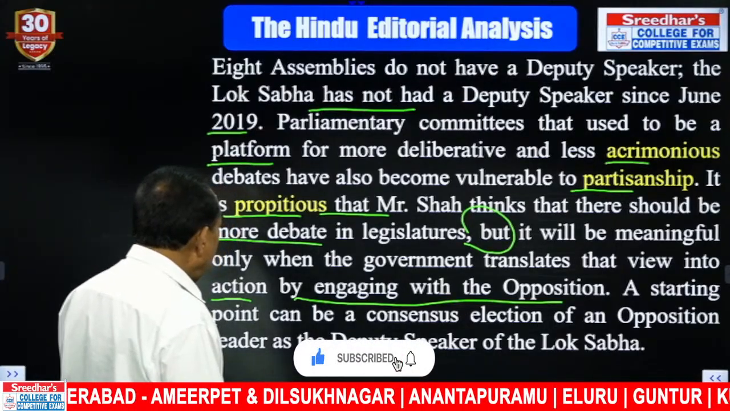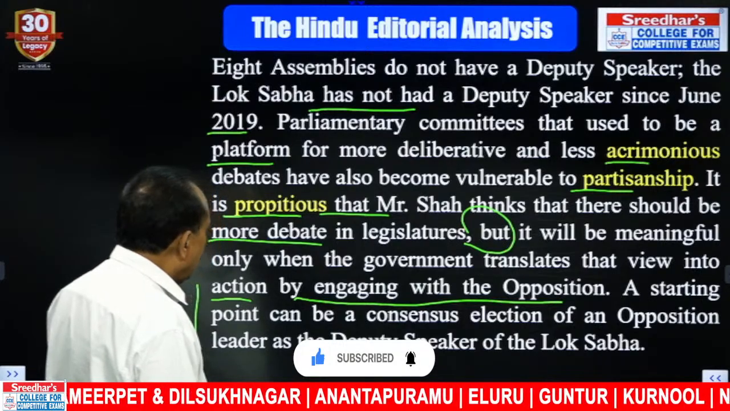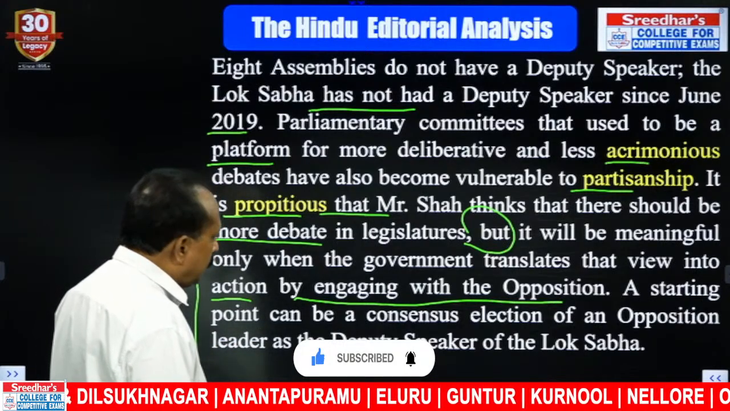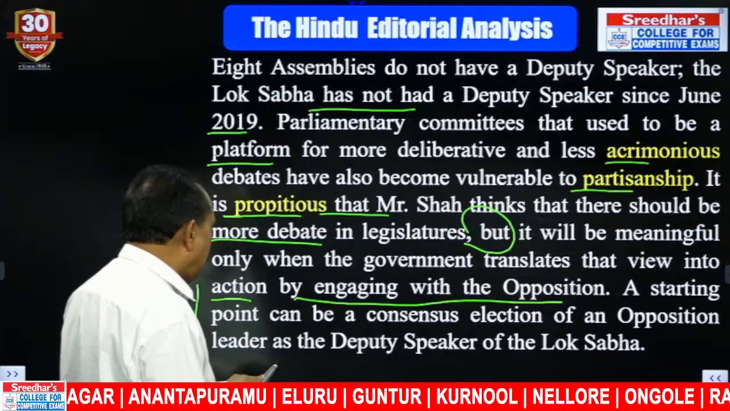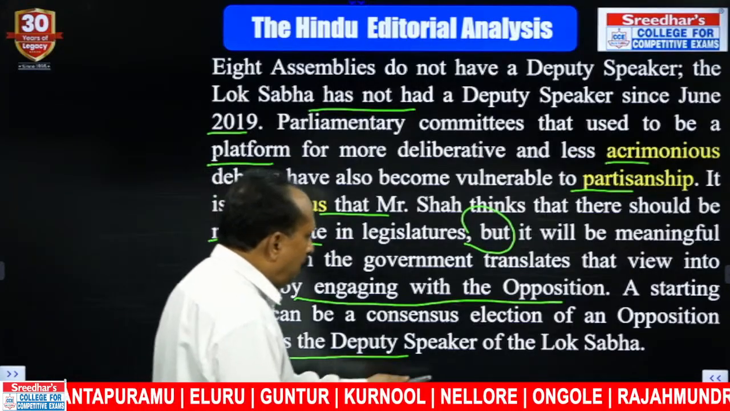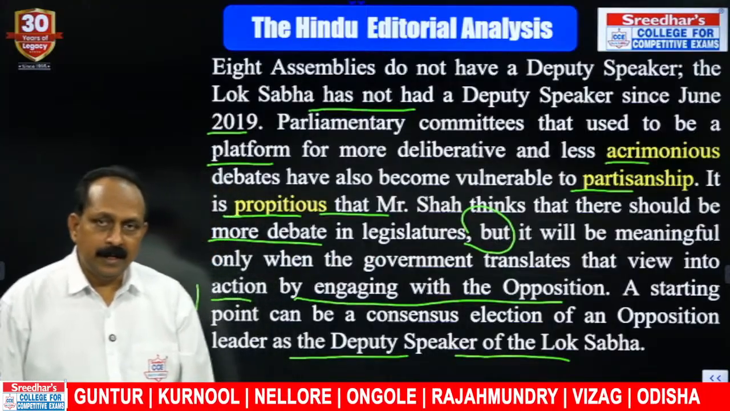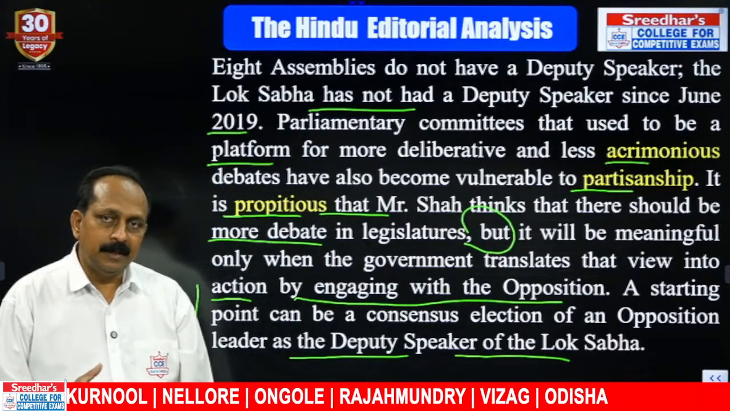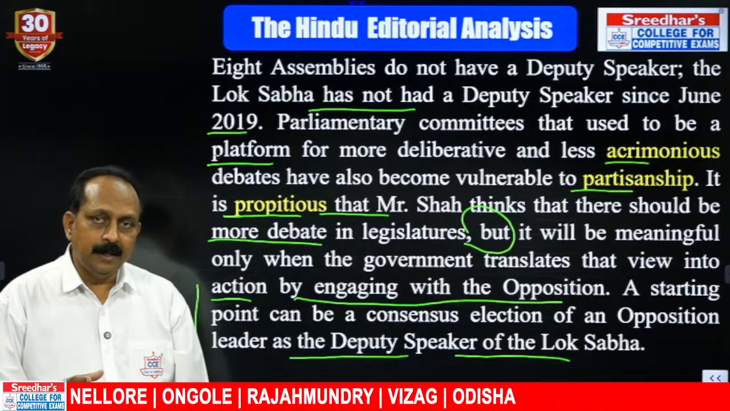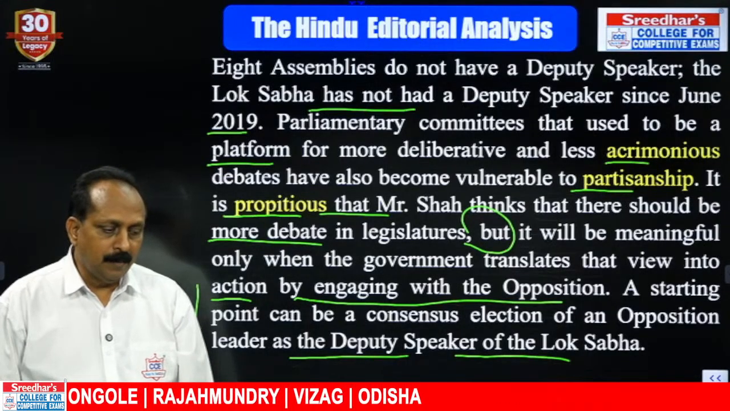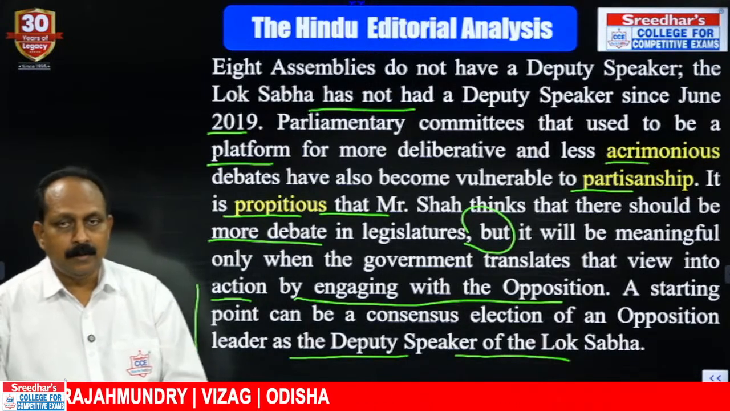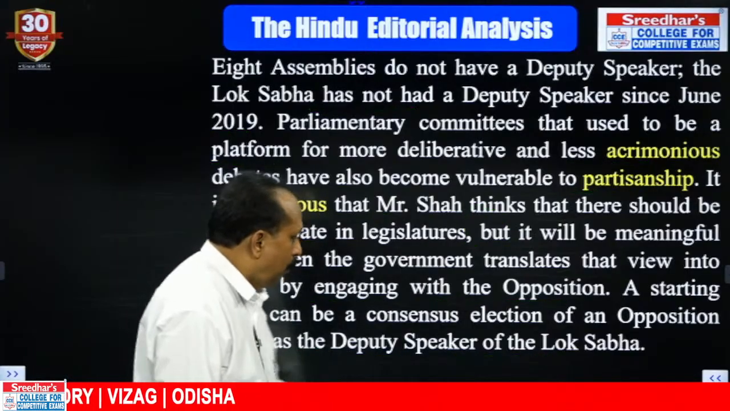And what is the solution given by the editorial? A starting point can be a consensus election of an opposition leader as a deputy speaker of the Lok Sabha. If they, without any argument, without any discussion, unanimously, make the opposition leader the deputy speaker of the parliament, that is the first step according to the writer. That's all about the editorial.